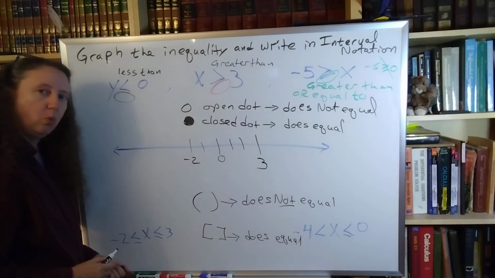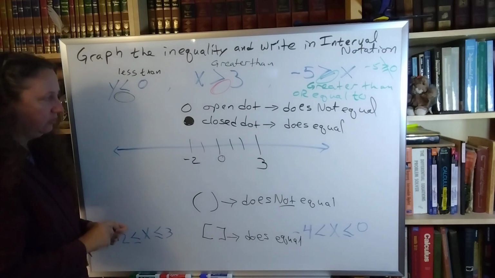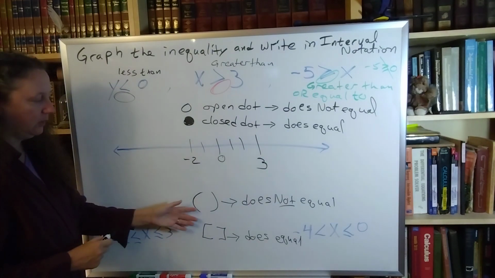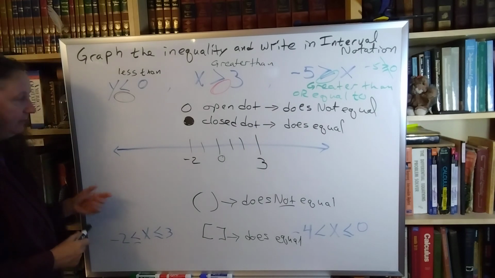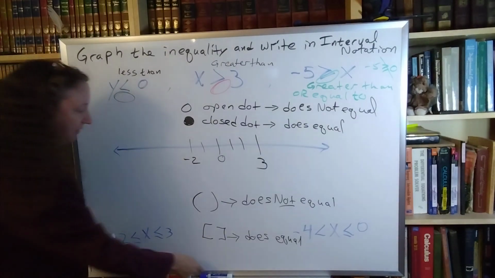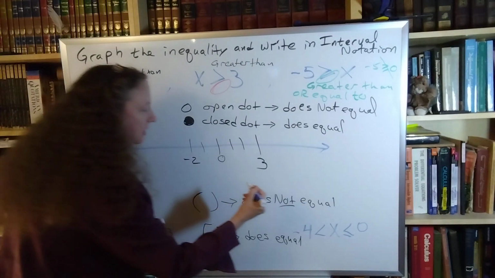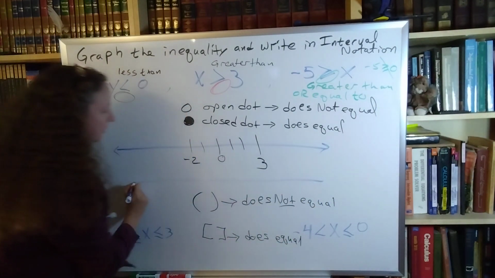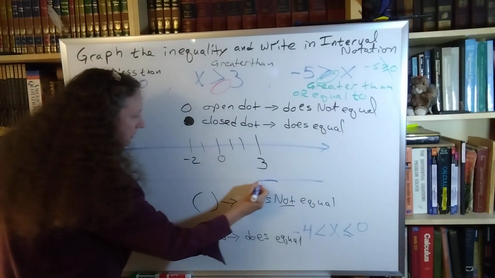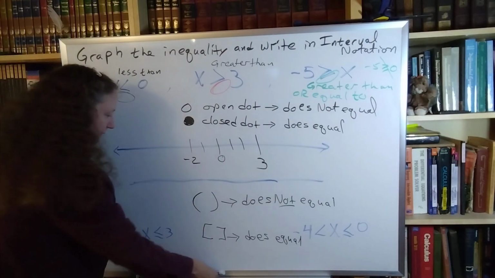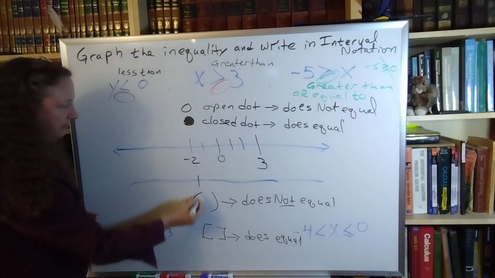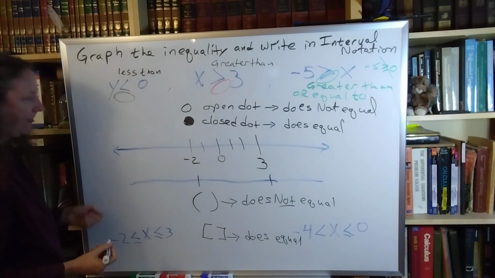Now I have to figure out what type of notation do I want to use. Do I want to use the dots, or do I want to use parentheses and brackets? So I'm going to do this twice. I'm going to do it with both dots and with parentheses brackets so that no matter which one you want to use, you can use it. And my blue marker is running out of ink. So I have my -2, I have my +3.